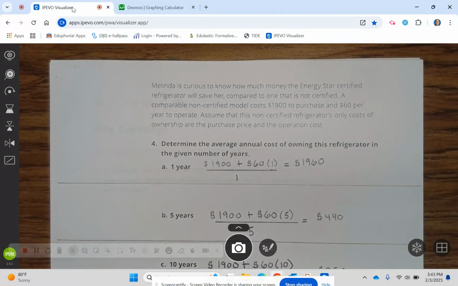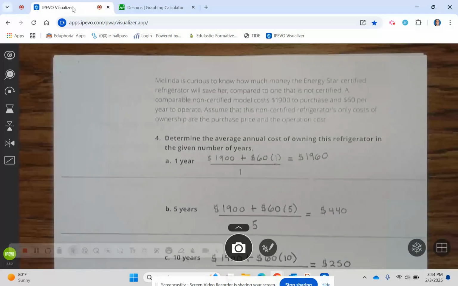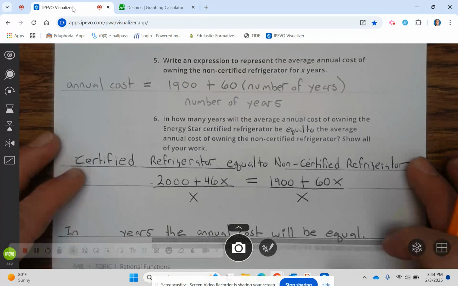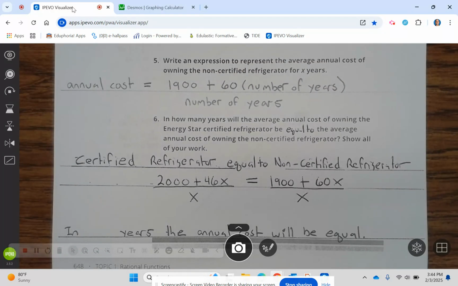Melinda is curious to know how much money the Energy Star certified refrigerator will save her compared to the one that is not certified. A comparable non-certified model costs $1,900 to purchase and $60 per year to operate. Assume that this non-certified refrigerator's only costs of ownership are the purchase price and the operation cost. 4. Determine the average annual cost of owning this refrigerator in a given number of years. Let's take a look at number 5. Write an expression to represent the average annual cost of owning the non-certified refrigerator for x years. Annual cost equals 1,900 plus 60 times number of years, divided by number of years.